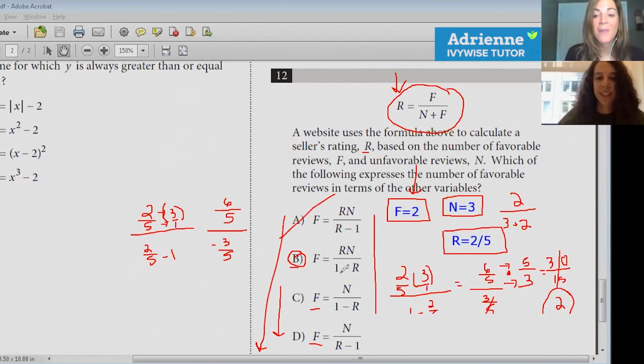And so did that help out? Definitely. Because otherwise you'd have to do a lot of algebra and manipulation to isolate F by itself. And it just makes a lot more sense to make up numbers when we can. Mm-hmm. So hopefully this strategy helped you as you embark on your homework assignment this week.